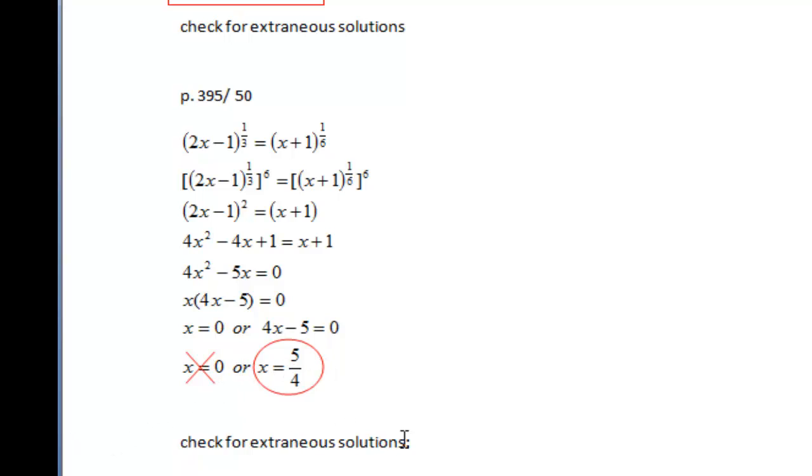Then you're going to check for extraneous solutions. When you substitute 0 in, you get negative 1 to the 1/3 power equals 1 to the 1/6 power. That doesn't check out. The math does not work out because negative 1 to the 1/3 power is negative 1 and 1 to the 1/6 power is positive 1. That's an extraneous solution. 5/4, I'm not going to do all the math out. When you substitute it into both sides, the right side equals the left side, so that is not extraneous.